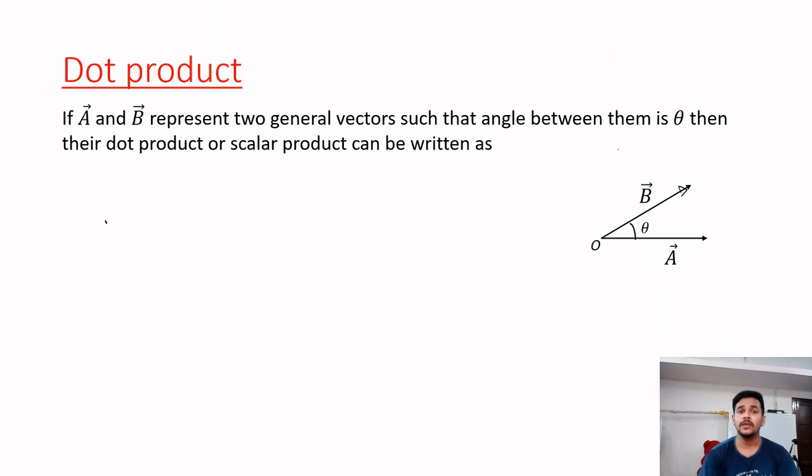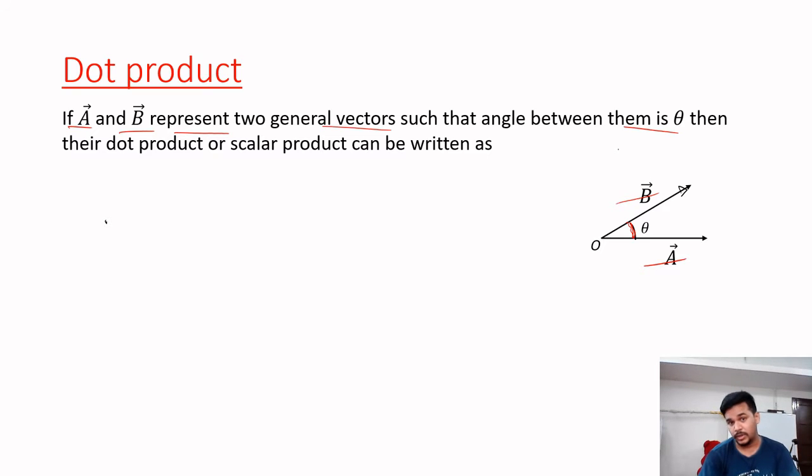How are we going to define the dot product or scalar product of any two general vectors? Let me take two general vectors A and B. If A and B represent two general vectors such that the angle between them is theta, here I have shown a vector A, a vector B, and the angle between them is theta.